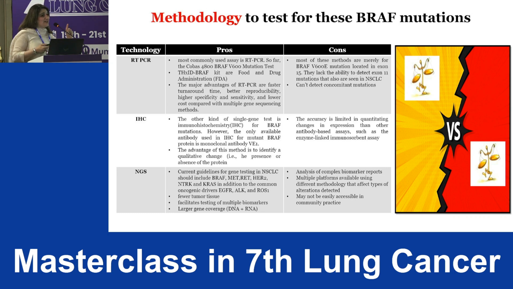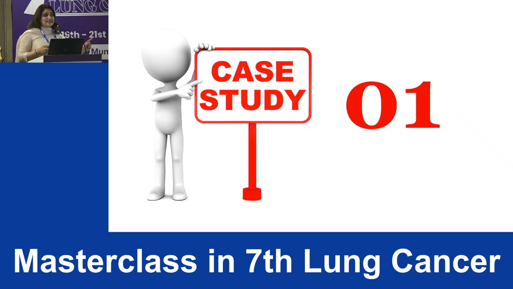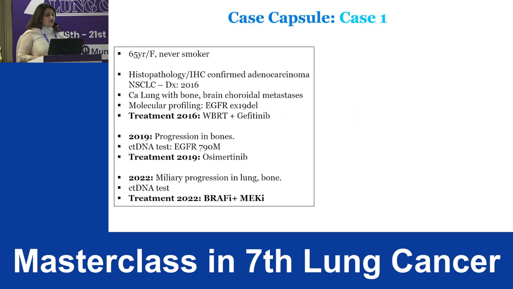I have 2 minutes left, and I'm very quickly going to walk you through case studies just to help understand how we've seen this in our clinic. So this was a 65-year-old female non-smoker, upfront diagnosed with NSCLC in 2016. She had brain mets, so we did not do an NGS; in those days we did RT-PCR, the typical standard. An EGFR exon 19 deletion was detected. She was started on whole brain RT with gefitinib, did relatively well, and had progression in 2019. Progression was in the bones. We couldn't access the new metastatic site.